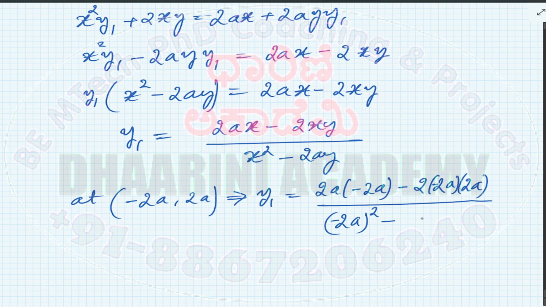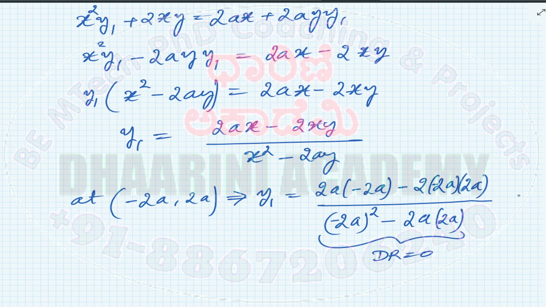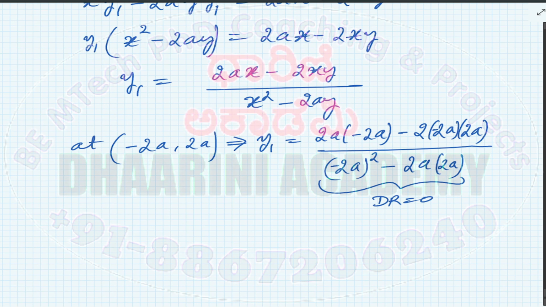2a into y is equal to 2a. Now you can see that the denominator is equal to 0. You can calculate the numerator, but that doesn't matter now because denominator is 0 means this is undefined. So I understand that y1 is undefined.